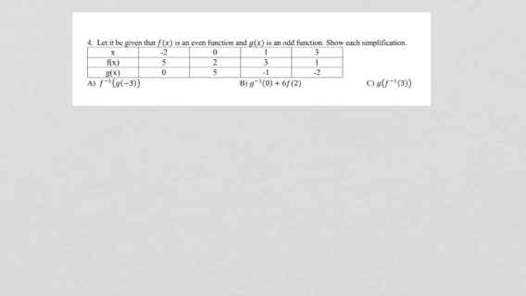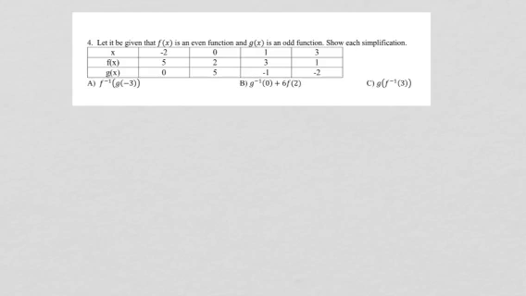The first thing we have to do is find out what g of negative 3 is. Good thing we have a table of inputs here. So let's go up here. Our inputs: negative 2, 0, 1, 3. Wait, what? Negative 3 is not on here. What is going on? Maybe I just didn't read the problem carefully enough. Let it be given that f of x is an even function and g of x is an odd function. Oh, okay, I see.